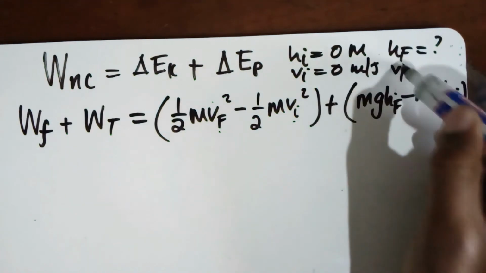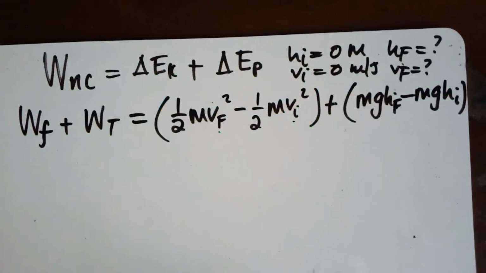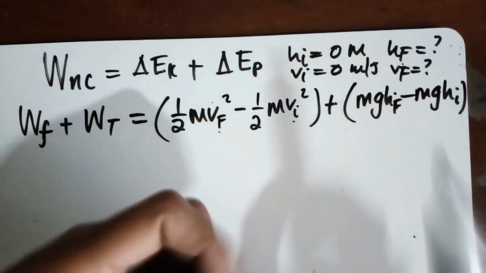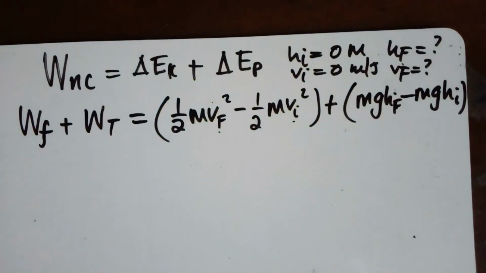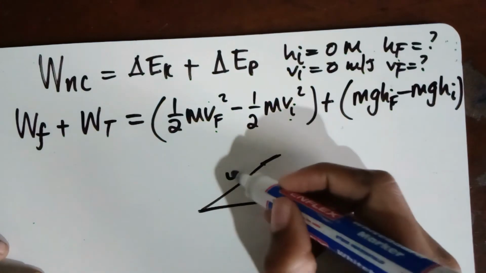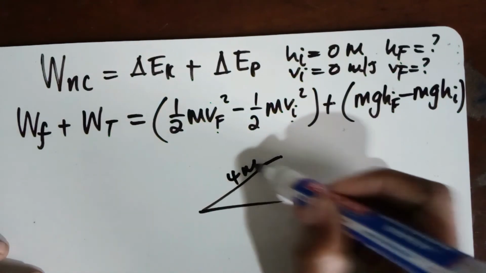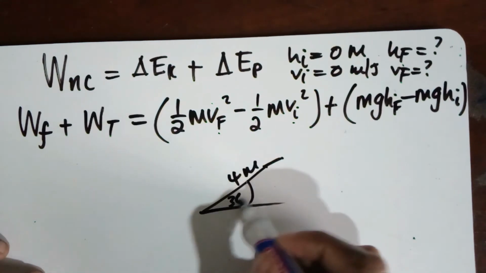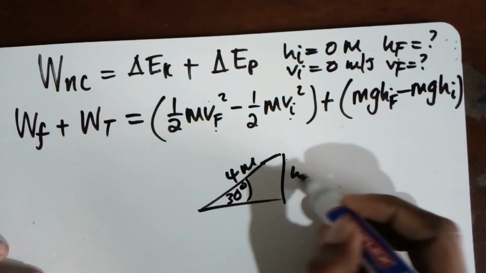So this is an alternative way to find VF. So what do we do? Remember we were given this. They say that the distance from here to here is 4 meters, and then we have this angle theta here, and you see that this is actually the height. So this is actually a right angle triangle.